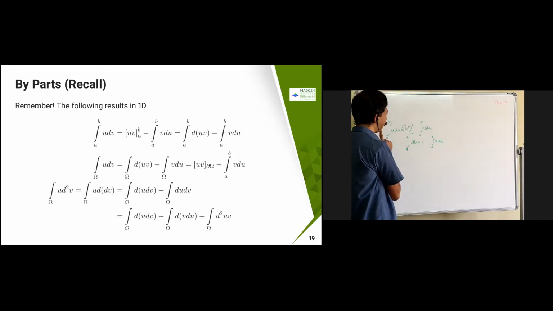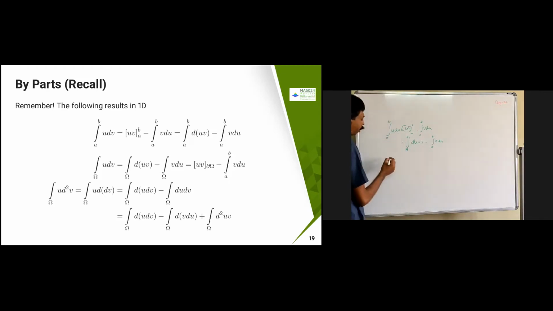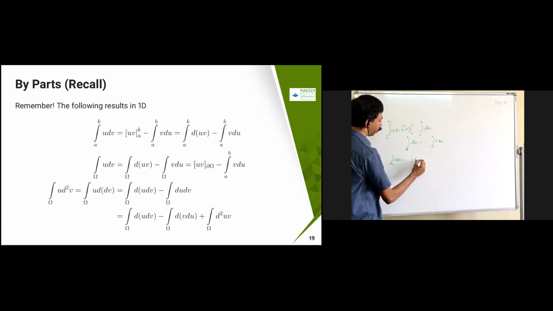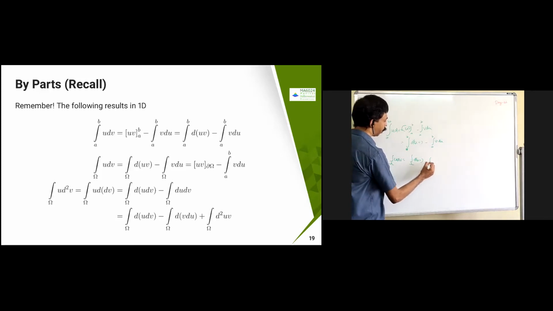So in the case of omega, you can write a similar thing. Instead of a to b, the integral of u dv over omega equals the integral of d(uv) over omega minus the integral of v du over omega.